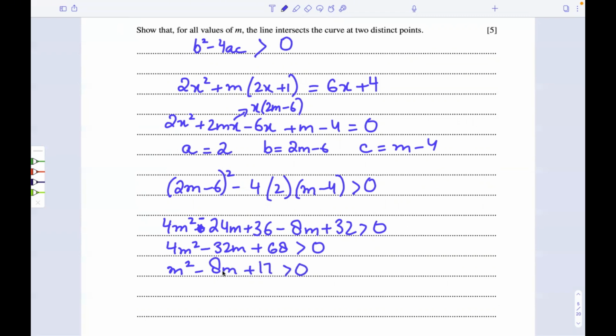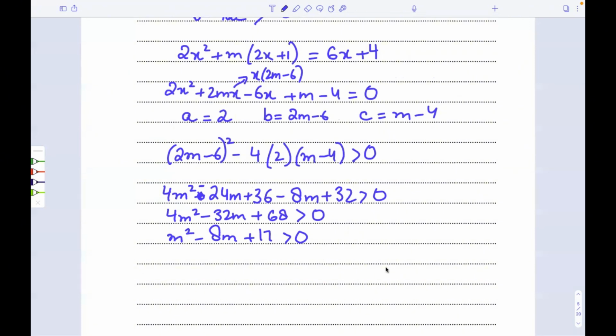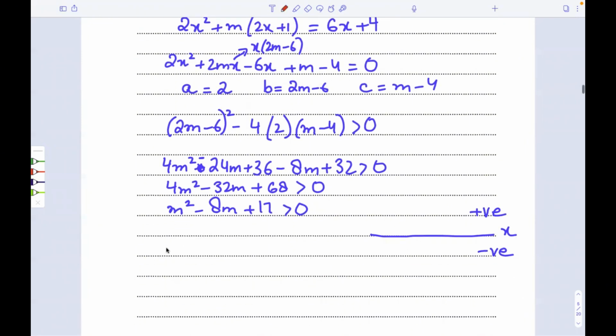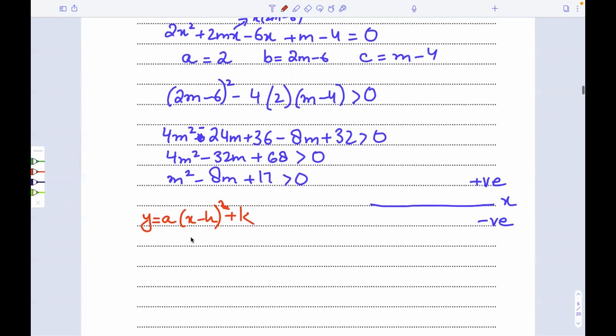Now we have to show that this expression is greater than 0, which means that if we make the x-axis, below it is the negative part and above it is the positive part. So we have to show that this curve lies above the x-axis, or is greater than 0. We can do that by finding the turning point of this curve. So we find the turning point by converting our equation into the form y equals a into x minus h whole squared plus k. In this case, our variable is m instead of x.